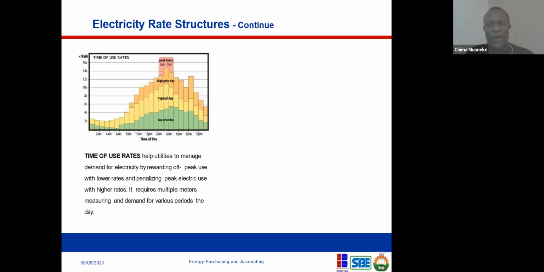For the utility company, they don't need to go and contract additional capacity, because if more people are using this energy during the day, they will need to contract additional capacity to be able to meet up with the demand. Okay, and they don't want that. So they will say, during the night, instead of us running at a low capacity, let us incentivize these consumers so that during the night they can use this load. So that is the whole essence of time of use rates.